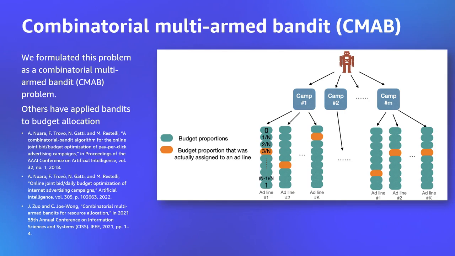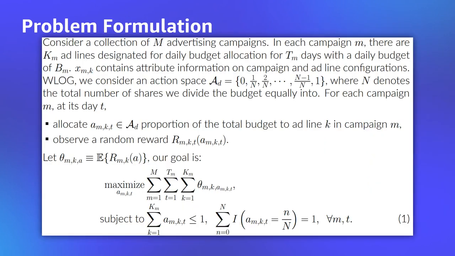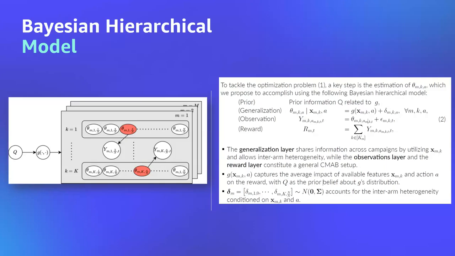Like others have done, we formulated this as a combinatorial multi-armed bandit problem. Campaign reward and overall return on investment across campaigns depends on outcomes associated with each marketing strategy, which is determined by the budget allocated to each ad line. In other words, this is an optimization problem where we choose a feasible allocation of budget across ad lines and campaigns to maximize the expected return.